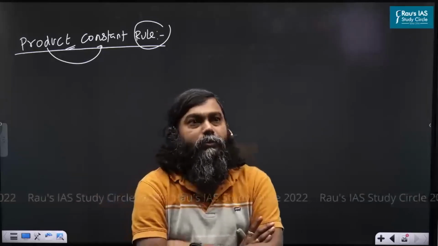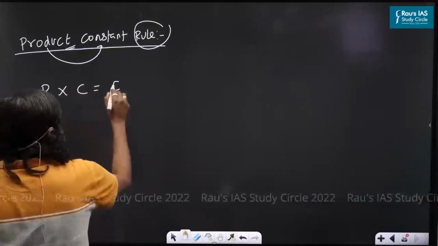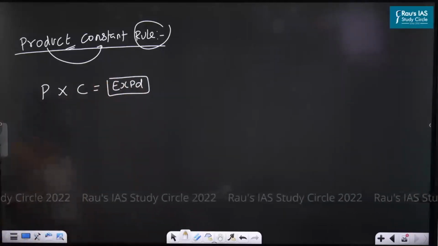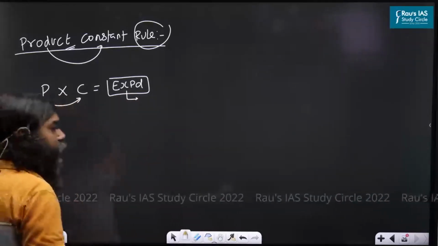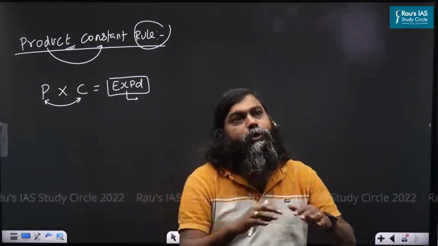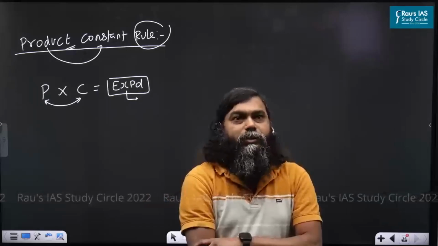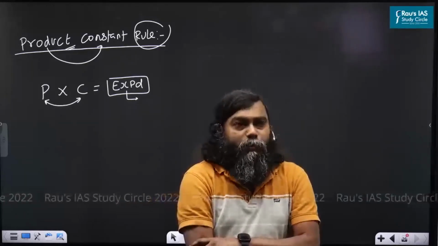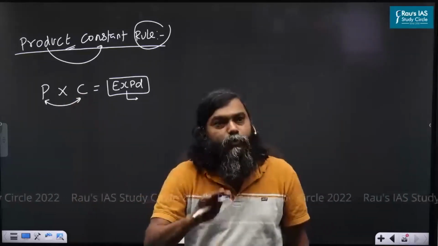Got it? For example, price into consumption. If I multiply these two, my answer is expenditure. So expenditure is called product. If the product is constant, what is the relationship between price and consumption? That only I am going to teach you now. All are understood what I am going to teach now? You are multiplying price with consumption. Your answer is expenditure. That answer is called product. If the product is constant, the statement says, then what is the relationship between price and consumption? That only we are going to discuss.